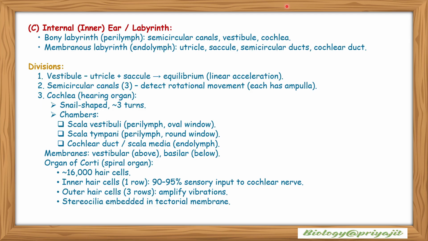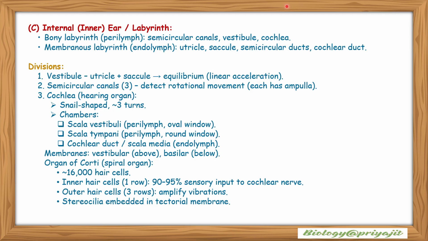The cochlea, which looks like a snail shell with about 3 turns, is the organ of hearing. Inside the cochlea there are 3 chambers: the scala vestibuli connected to the oval window, the scala tympani, which contains perilymph and is connected to the round window, and the cochlear duct or scala media, which contains endolymph. These chambers are separated by the vestibular membrane above and the basilar membrane below.